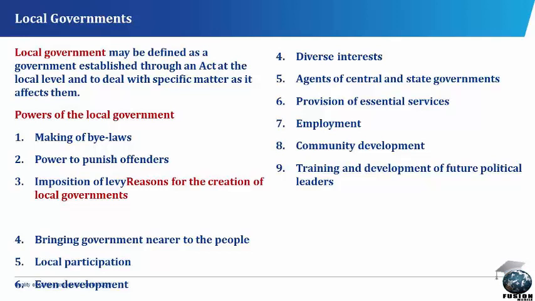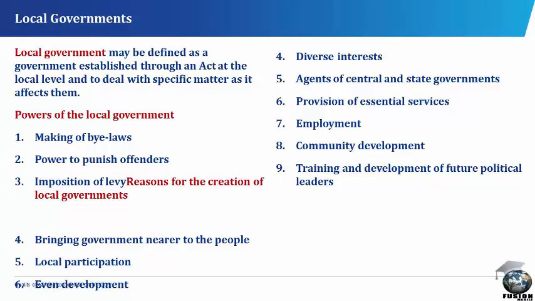in policy implementation. Example, maintenance of law and order. Number 6, local government was created in order to provide employment at the local level. Number 7, local government also was created to complement the efforts of the central and state governments in the provision of essential services to the local populace. These and many others are the reasons for the creation of the local government.